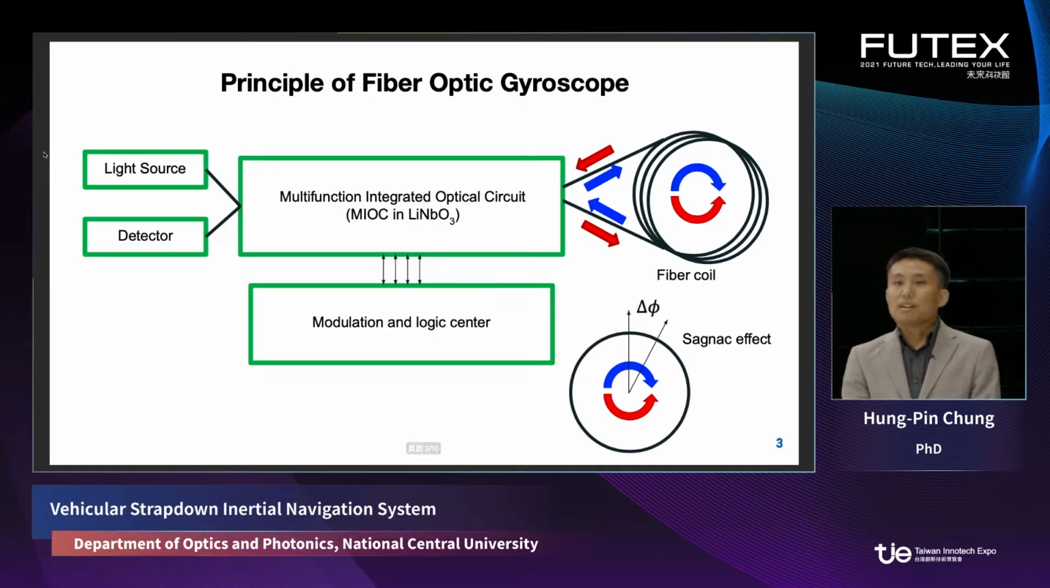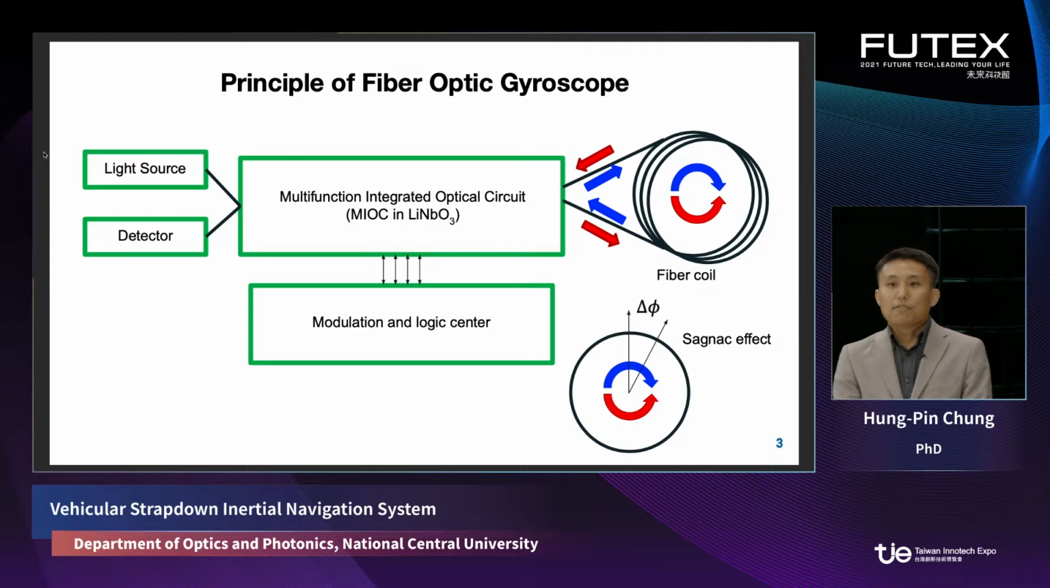So, since three years ago, based on the principle of the fiber optic gyroscope, there are five major components. The first one is the sensing part, shown on the right-hand side of the slide, which is a fiber coil. Based on the Sagnac effect, if we rotate the sensing part, we introduce a phase difference in this sensing coil. And we can use the multifunction integrated optical circuit to modulate and demodulate this signal, and use the logic center to calculate the rotation of this sensor.